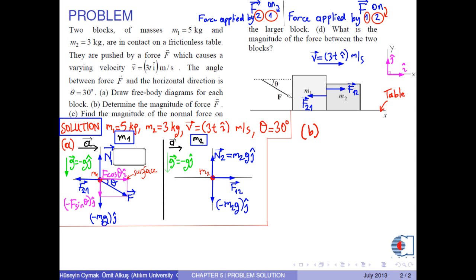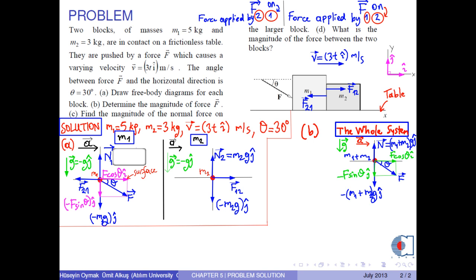In part B, determine the magnitude of force F. In order to solve this part, it is convenient to draw the free body diagram for the whole system. Since acceleration is the first time derivative of velocity, we have 3 i-hat meters per second squared.